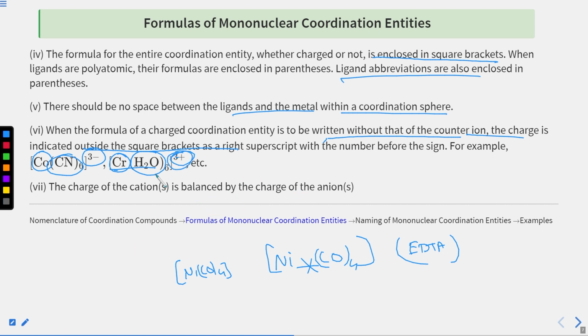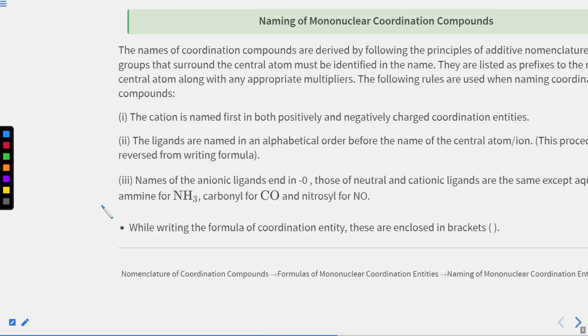Now this charge will be balanced by a counter ion. So here we can put 3Cl. Here we can put K3 for balancing both of these charges.